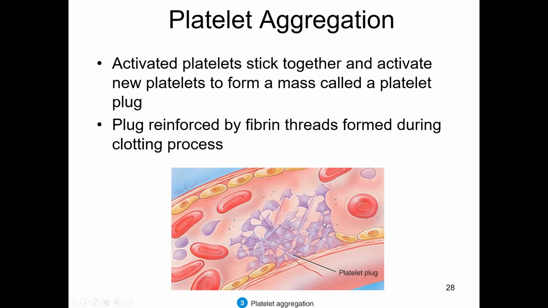Otherwise, the blood flow that's continuing in this blood vessel, that blood flow would just blow this plug off of this injured location. So we need to tie this down. We need to make it more sturdy by using these fibrin threads that you see crisscross this entire plug.